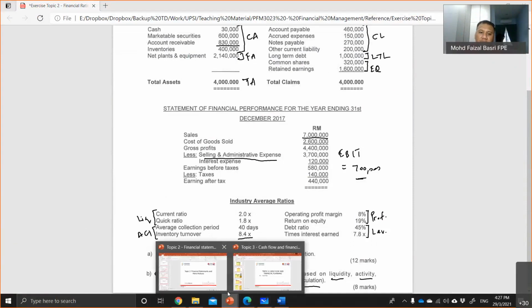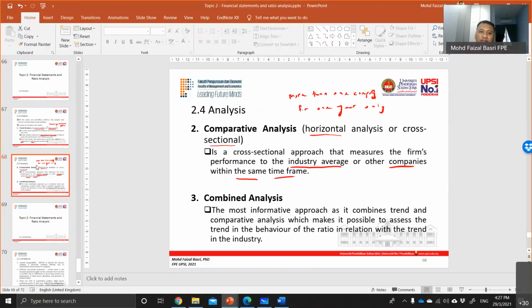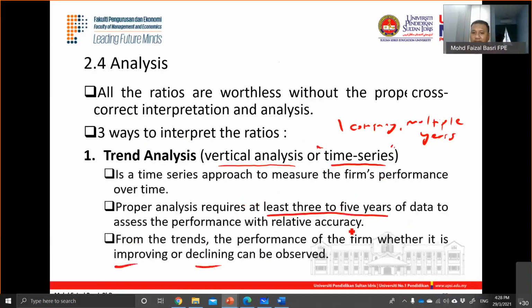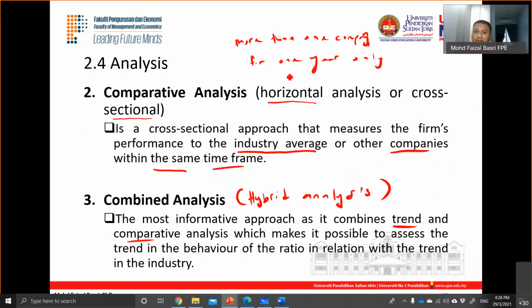Right. Okay, but the best of all is actually the third type of ratio analysis, which is combined analysis, also known as hybrid analysis, whereby we combine time series and comparative. Okay, we combine trend and comparative, meaning more than one company, more than 1 year. The first was one company, multiple years. Second, multiple companies, 1 year. If we combine, it's multiple companies, multiple years.